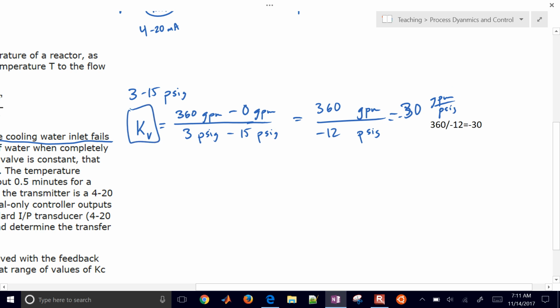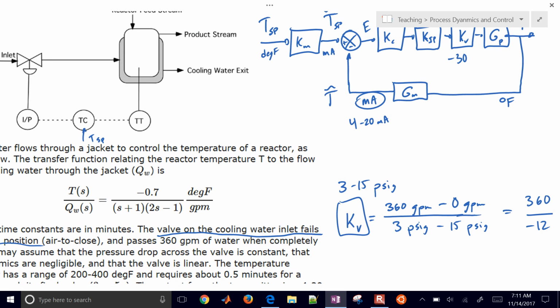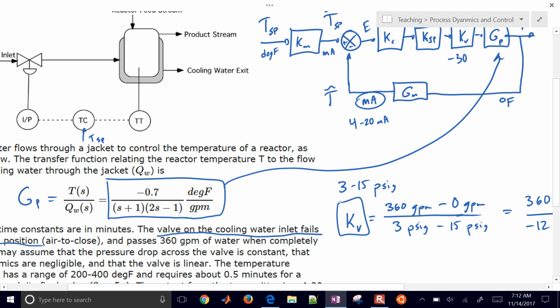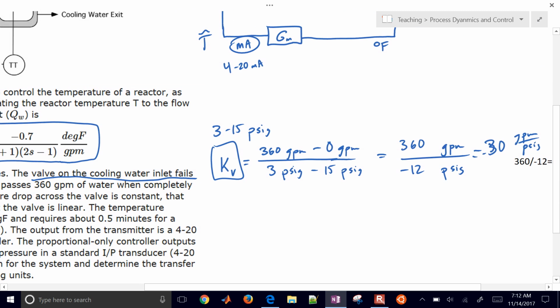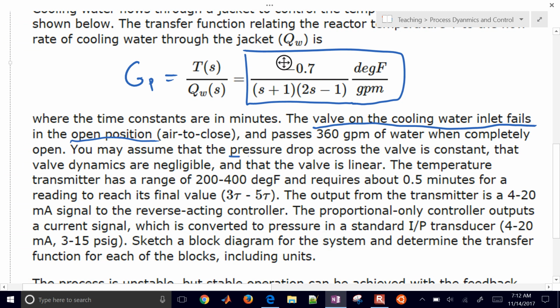Okay, that's our block here. It's going to go right up in here, that's going to be our valve. Okay, negative 30. Okay, and then we also had our process transfer function. There's GP right here. That's going to go right up here into the GP location. Let's go ahead and go through our problem a little bit more and see what else we can find. You may assume that the pressure drop across the valve is constant, that valve dynamics are negligible, and that the valve is linear. So that's why we can use a Kv value, just a simple gain for our valve.